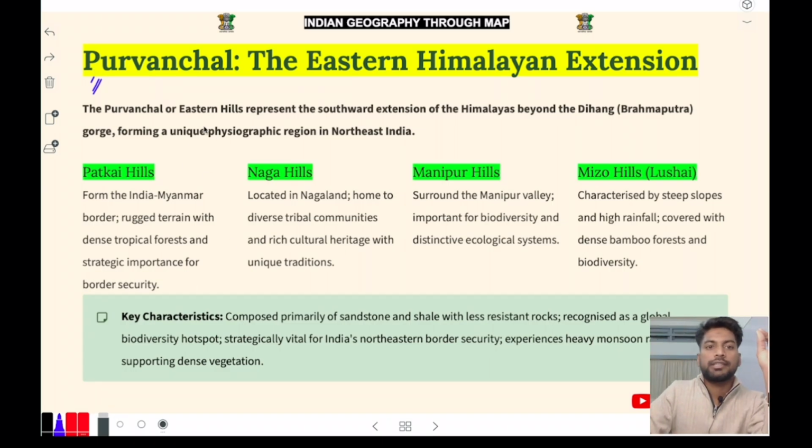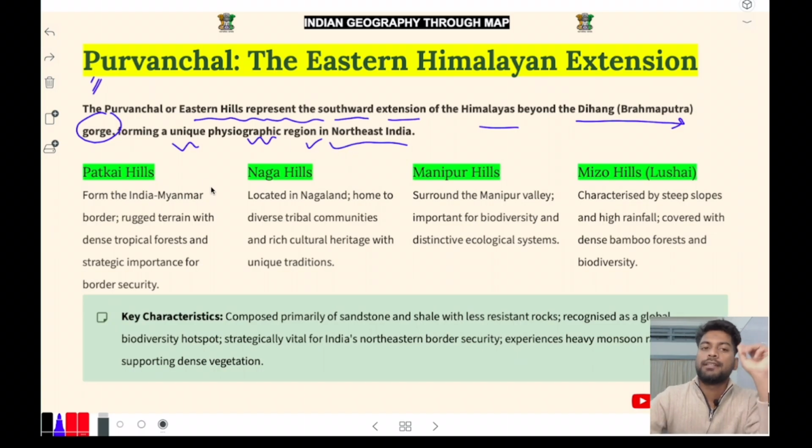The Purvanchal or the eastern hills represent the southward extension of Himalaya beyond Dihang or Brahmaputra Gorge, forming a unique physiographic region in northeast India. You see 4 types of hills there: Patkai Hills, Naga Hills, Manipuri Hills, Mizo Hills. Mizo Hills also known as Lusai. Just remember this, it is important.